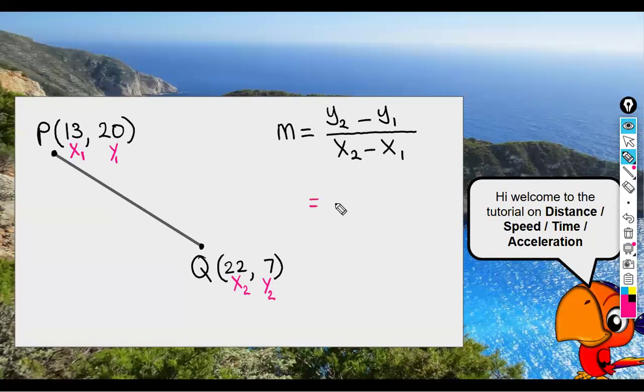So let's throw it into the formula here. It's y2 minus y1. y2, and this is y1. So it's 7 minus 20, and then x2 minus x1, 22 minus 13. 7 minus 20 is minus 13. 22 minus 13, I cannot do that in my head. 22 minus 13 is 9. So it's minus 13 divided by 9.